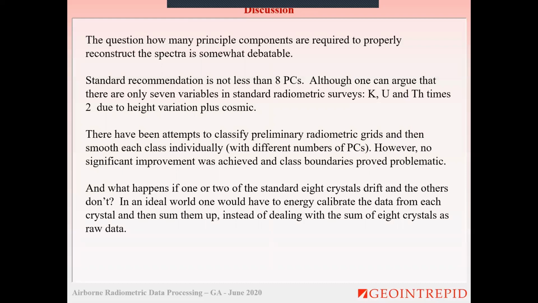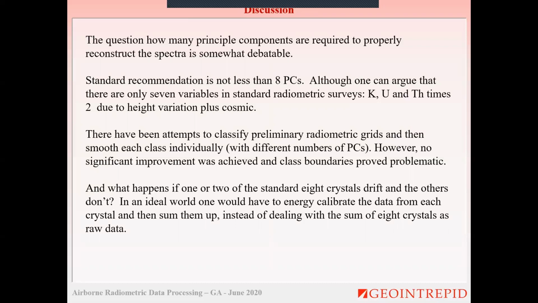For instance, how to deal with class boundaries, and then if you have 20 different classes, then you have to run the spectral smoothing 20 times, and so on and so forth.